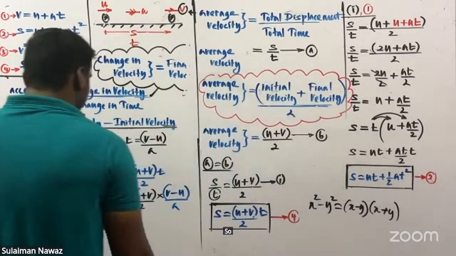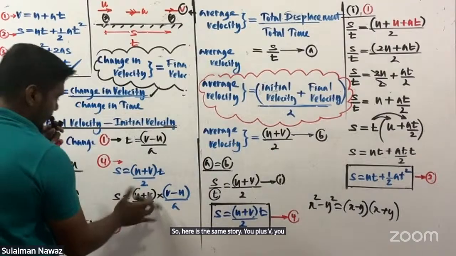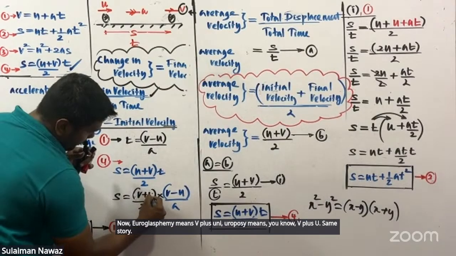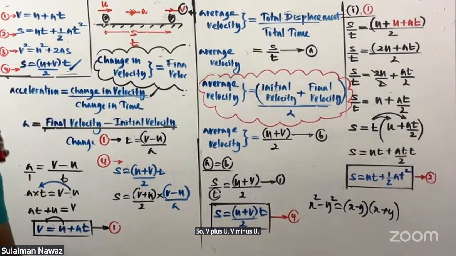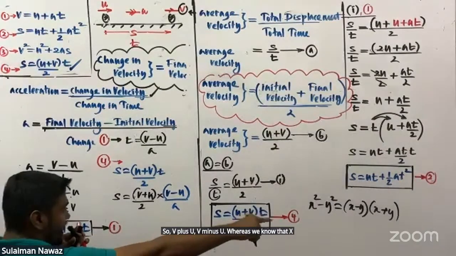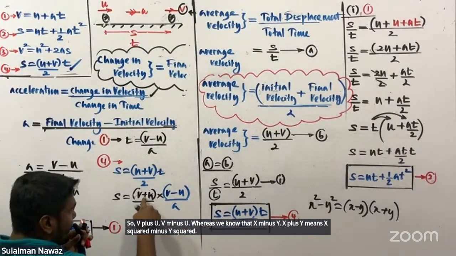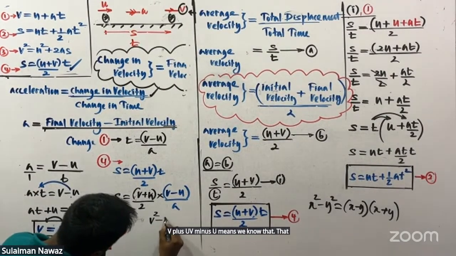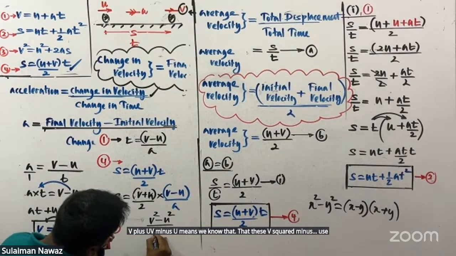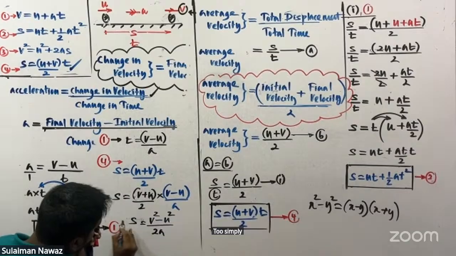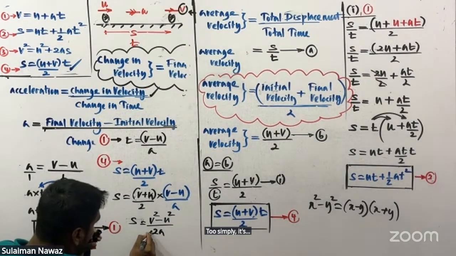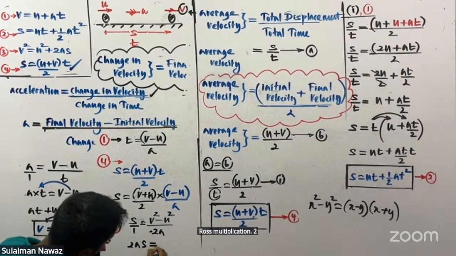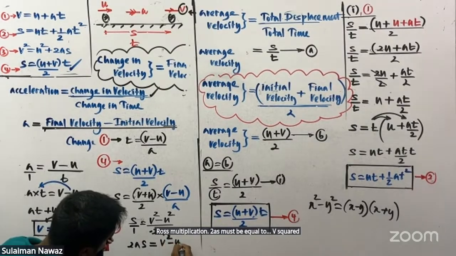So here is the same story. u plus v, v plus u, same story. So (v plus u)(v minus u). Always we know that: (x minus y)(x plus y) means x squared minus y squared. So (v plus u)(v minus u) is v squared minus u squared, over 2, simply s. Now move this to a cross multiplication. Cross multiplication: 2as must be equal to v squared minus u squared.